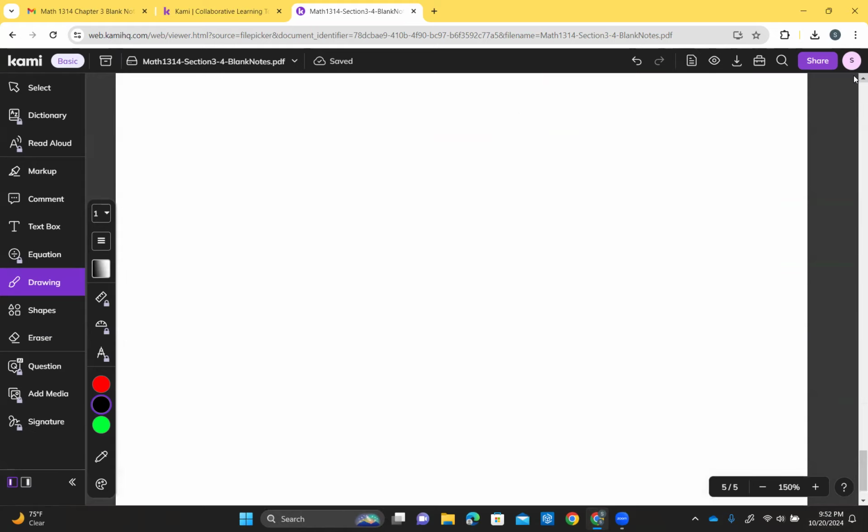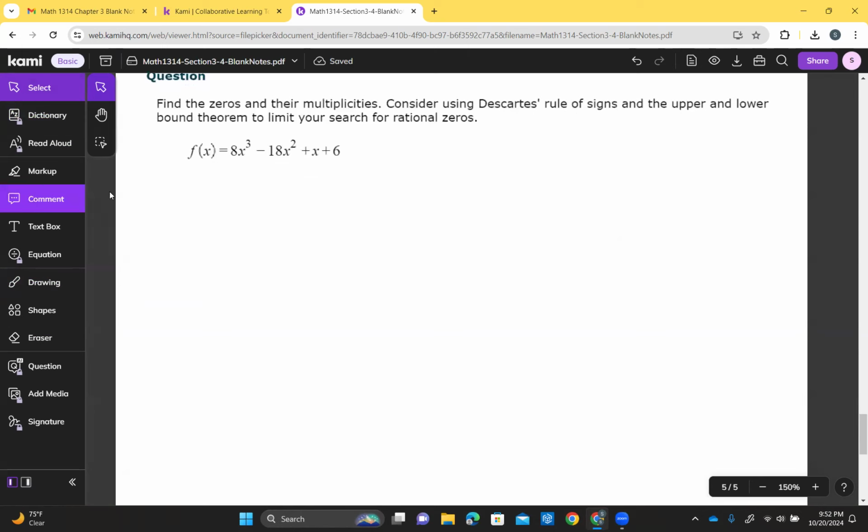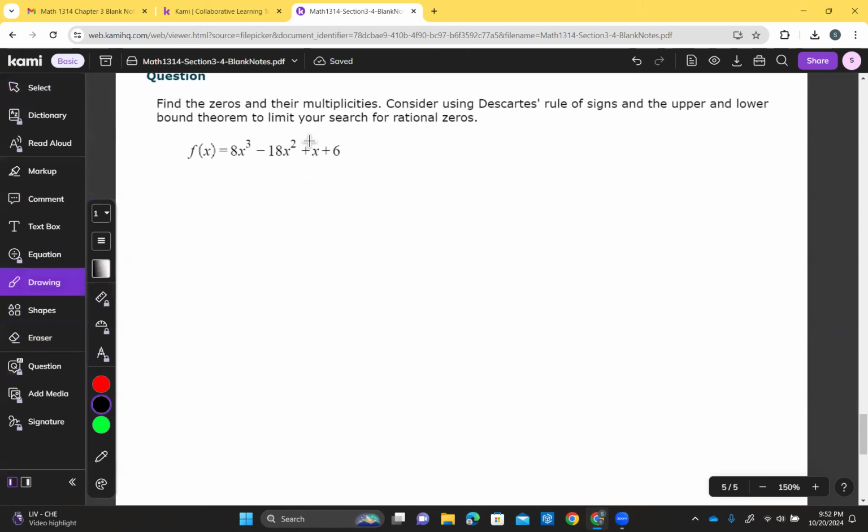I have one last question left to cover on this section. Okay, so the question is now, find the zeros and their multiplicities, considering the Descartes. We don't have to follow a lot of details here, but this is a third degree polynomial function. So we're going to repeat everything we have learned with the previous questions and find the zeros of this function, 8x cubed minus 18x squared plus x plus 6.